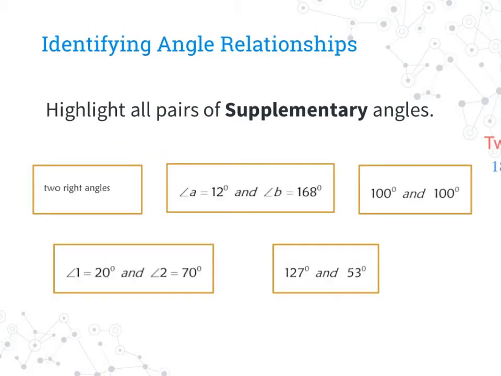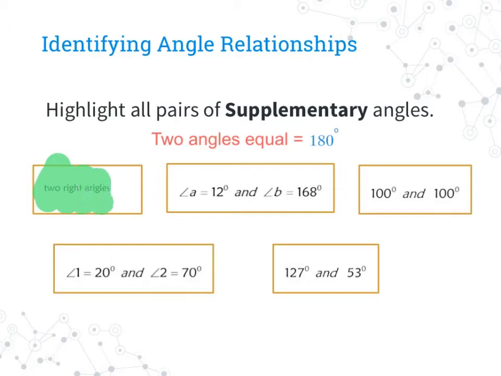So our next slide here tells us to identify the angle relationships. Highlight all the pairs that are supplementary angles. So again, I have to remember that supplementary angles are two angles that equal 180 degrees. So now I'm going to go through and highlight all the ones that equal 180 degrees. So two right angles. If I had two right angles, those would both be 90. So 90 plus 90 would equal 180.